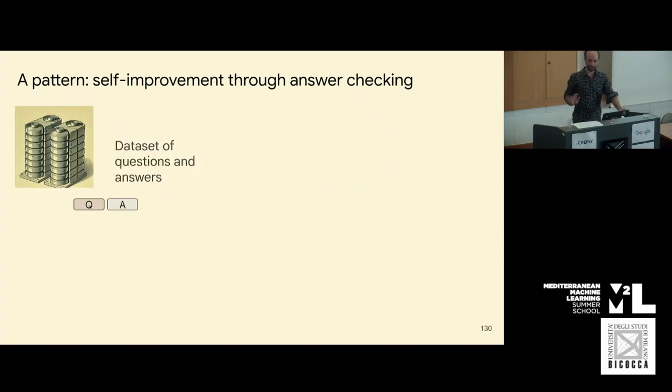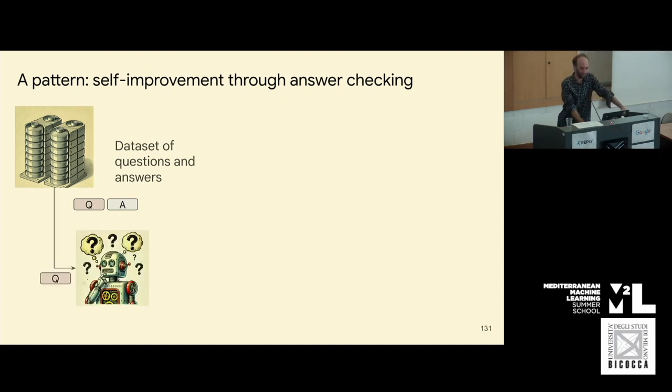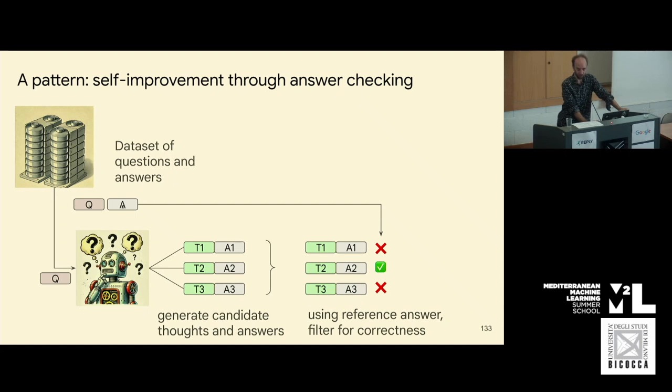I'm going to do it entirely pictorially. Suppose you have a dataset of questions and just the answers, but not the thought. So what do I do? And I have an LLM. I send the question, only the question, to the LLM, and I ask it to generate completions, thoughts and answers. So I have three: thought one, answer one, thought two, answer two, thought three, answer three. Then I'm going to use my gold answer, the reference answer, and by using a little custom piece of code, I'm going to check the correctness of each of my generations. So maybe in this case, A1 was wrong, A2 was correct, and A3 was wrong.